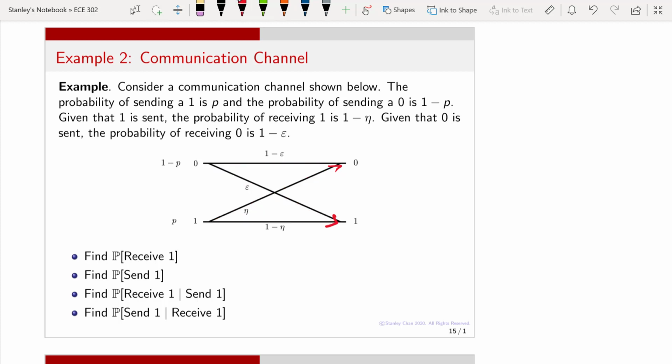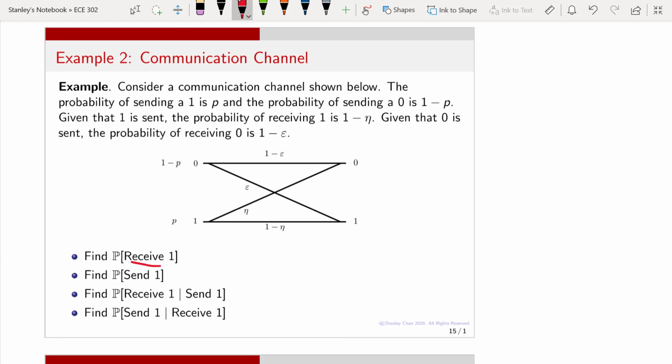So we ask several probabilities. What is the probability that you will receive a 1? What is the probability that you have actually sent 1? What is the probability that you send a 1 and you receive a 1? And what is the probability that you received 1 and you actually sent 1? These are different versions of the conditional probability. If we can understand how to calculate these probabilities, we will be much better equipped to answer the prisoner's dilemma. So let us try to answer these problems one by one.